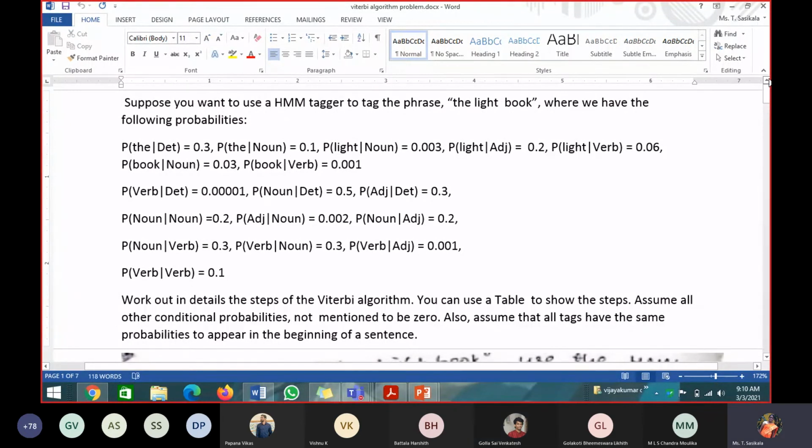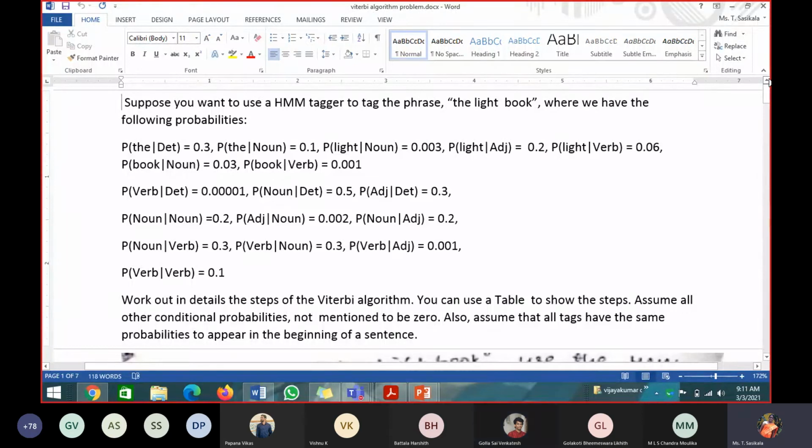What is HMM? Hidden Markov model. That is a Markov chain. Each state depends upon the previous state. Suppose you want to use a Markov model tagger to tag the phrase. What is the sentence given here? The light book. Very good. The light book is the sentence they have given.